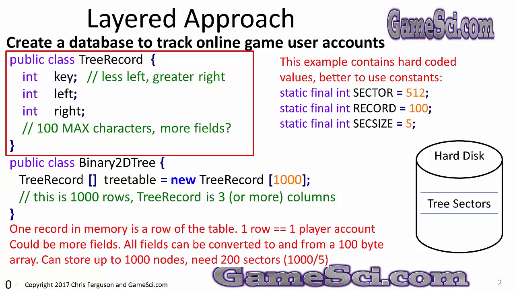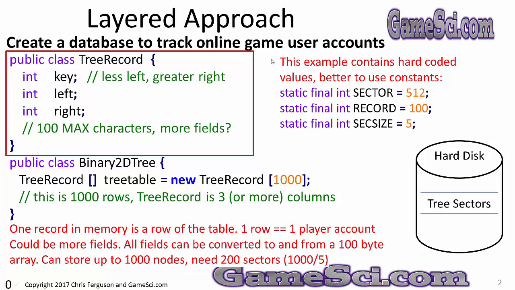Let's look at a RAM tree record first. One record in RAM memory is a row of the table. One row equals one player count. Now there could be more fields in this record. All fields are converted to and from 100-byte arrays. We can store up to 1,000 nodes, so we'd need 200 disk sectors. 1,000 divided by 5 is 200. 200 disk sectors will allow us to map 1,000 rows of this table.